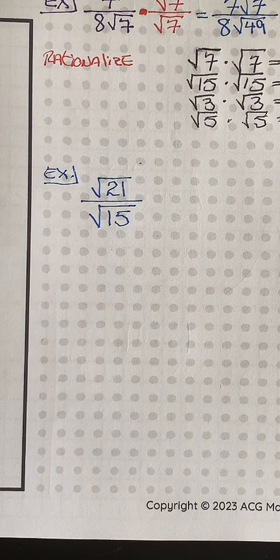All right. So we also have radical 7 over radical 5. Square root of 7 over square root of 5.